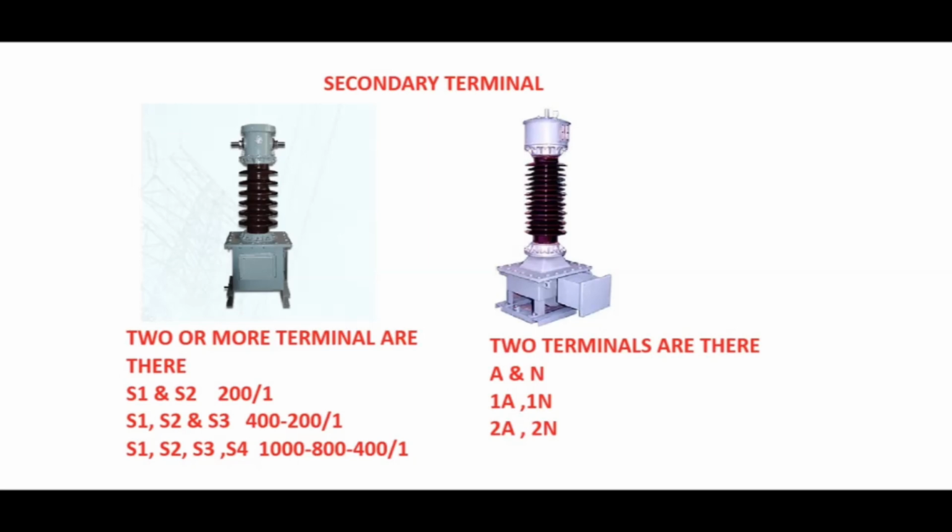For example, if CT ratio 400 by 1 is selected, then S1 and S2 are connected. If 800 by 1 CT ratio is selected, then S1 and S3 terminals are connected. If 1000 by 1 CT ratio is selected, then S1 and S4 terminals are connected in the CT secondary side for each core. But a PT has only two terminals on the secondary side, such as A and N, that is phase and neutral, such as 1A, 1N, 2A, 2N.